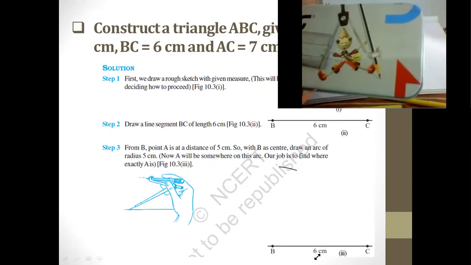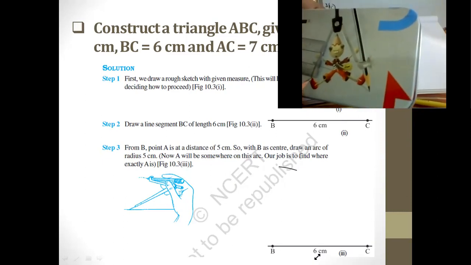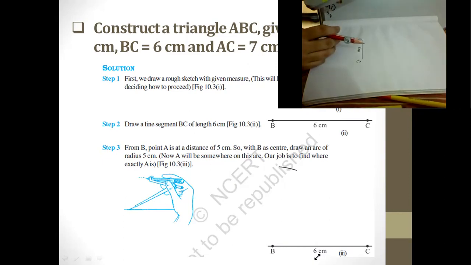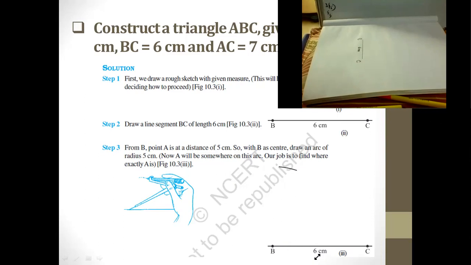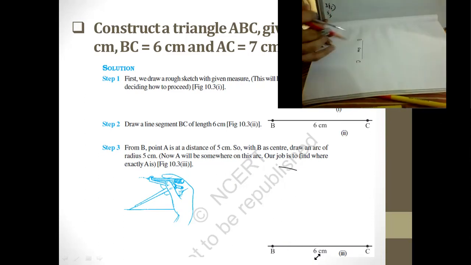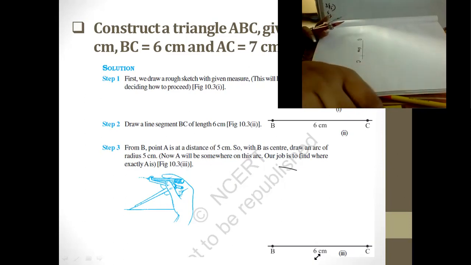I would be opening my compass to 5 centimeters because I have to construct from point B to 5 centimeters. Keeping the metal arm at B, construct it. Cut the BC at 5 centimeters. Okay. So what is the next step? The next step says that B is the center.